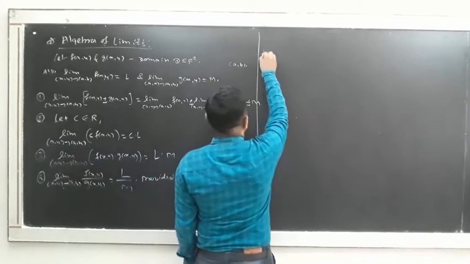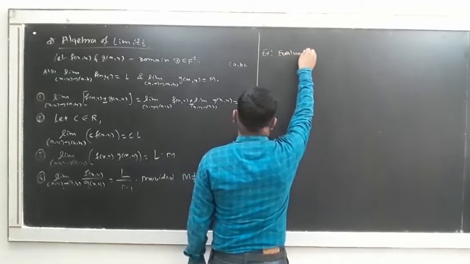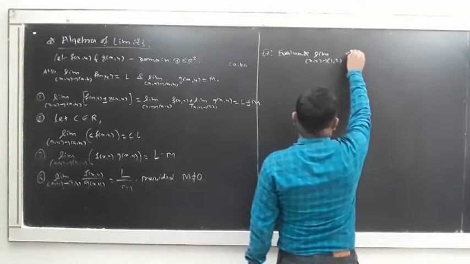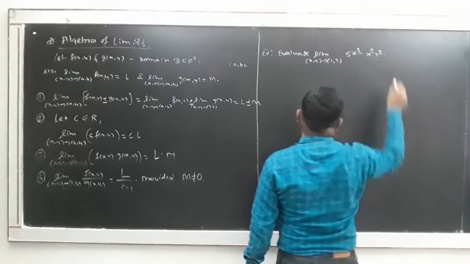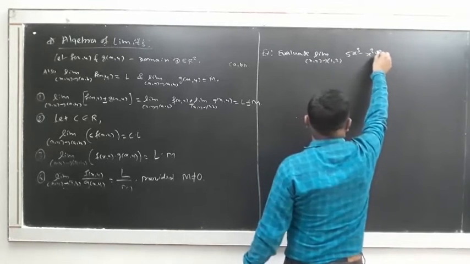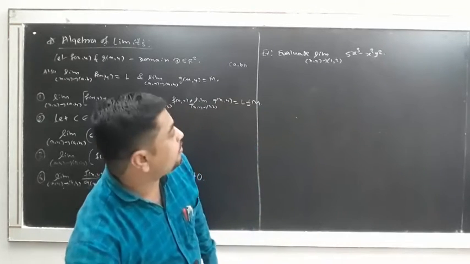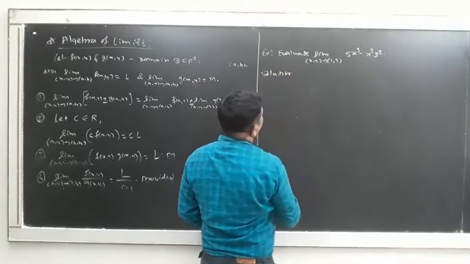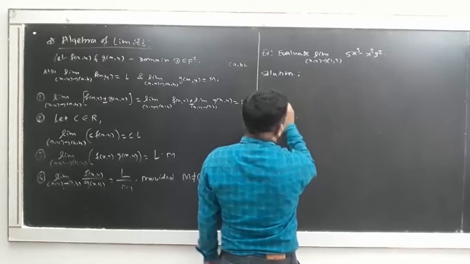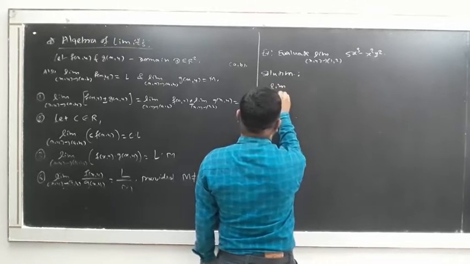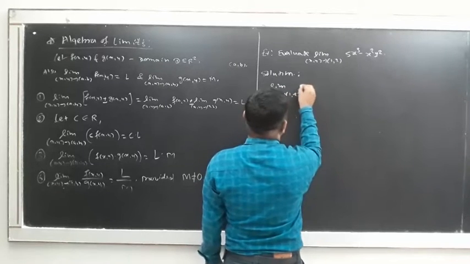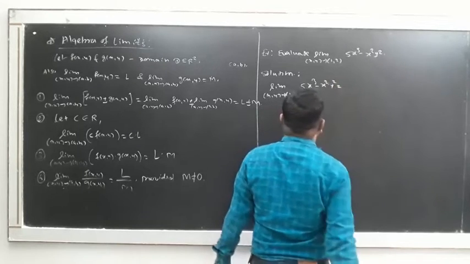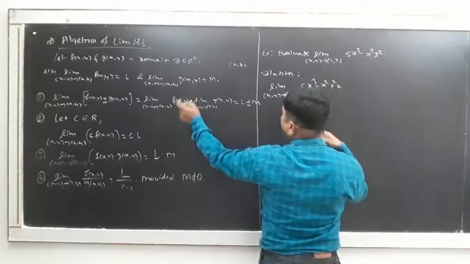Suppose for the first example we take: evaluate limit xy tends to 1, 2, of 5x cube minus x square y square. How do we solve this? We just have to use the algebra of limits. We have to find the limit xy tends to 1, 2, of 5x cube minus x square y square. First, use the subtraction of limit rule.